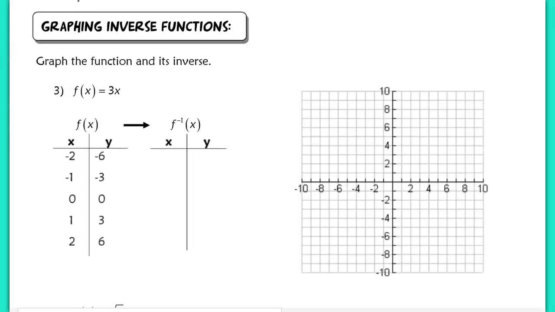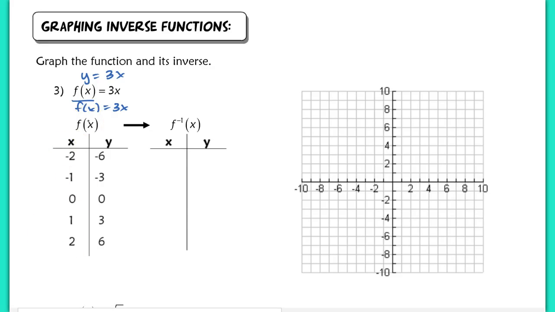Alright, now keeping with this whole graphing idea here, we're going to graph a function as well as its inverse. So here I have a function. Now I'm using function notation. Instead of using y equals 3x, I'm using f of x equals 3x. So I've already filled out the table of f of x. We're going to do this one in blue. And then I'll graph the inverse function here.